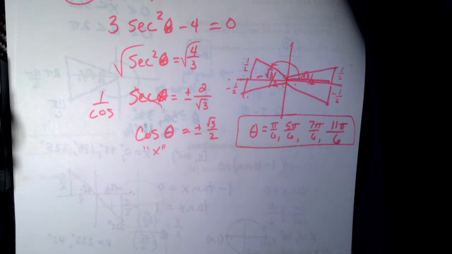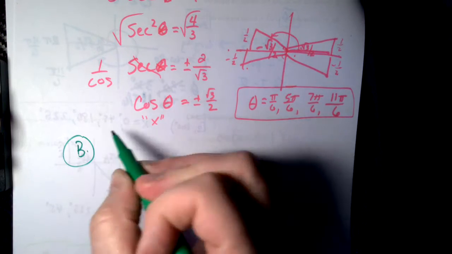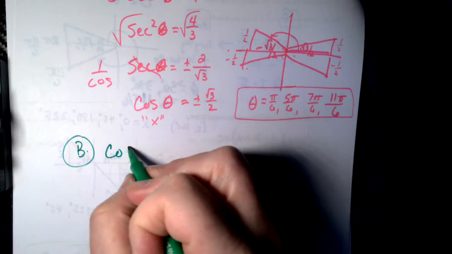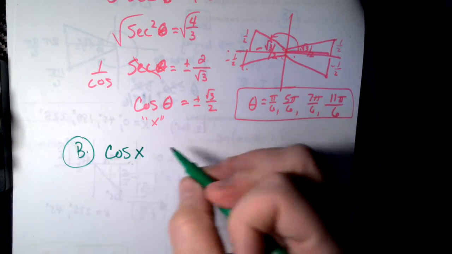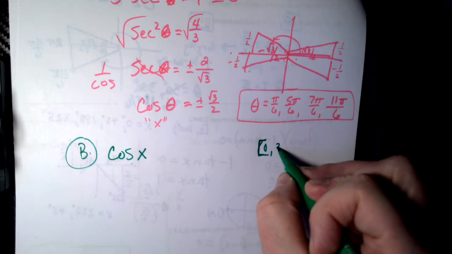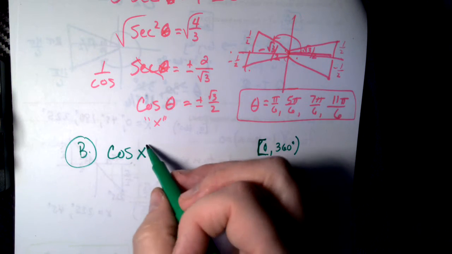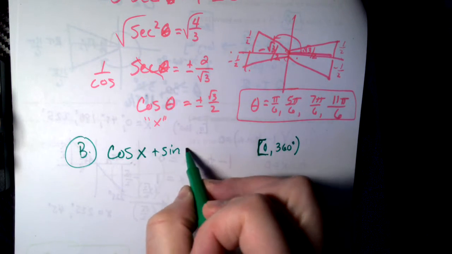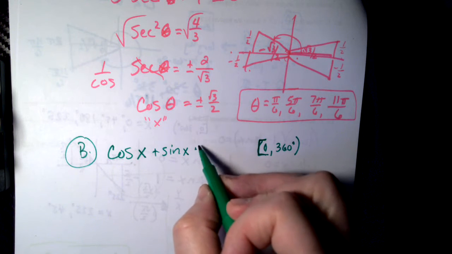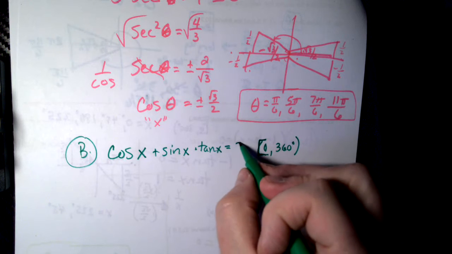Can I squeeze in one more? I'm going to try. I have one written down from last year. Let's see. Cosine x, I'll do 0 to 360. Oh, I'm sorry, bracket. From 0 to 360 this time. Forgot to do it up above. Cosine x plus sine x times tan x equals 2.